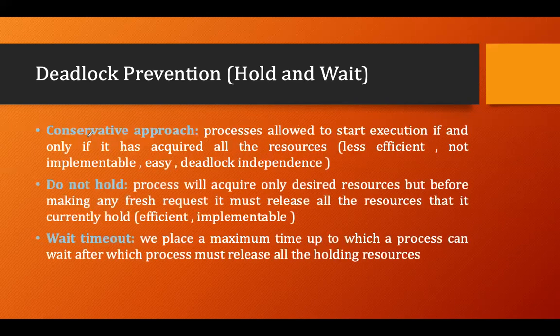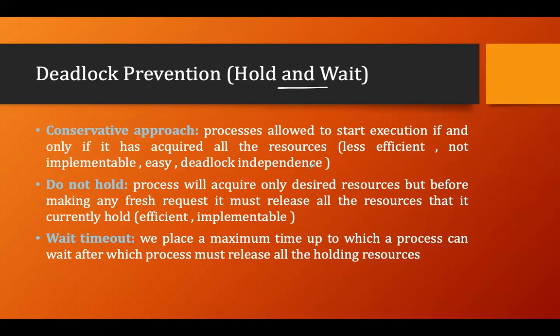So the first set of methods in deadlock prevention is how to violate hold and wait. What is hold and wait? In the hold and wait condition, a process is holding resources and waiting for other resources, which are again held by other processes, and that wait and hold happens in a circular way. So how do we violate this? The first approach is a conservative approach. In this approach, a process is allowed to start execution if and only if it has acquired all the resources. Less efficient, not implementable, easy, deadlock independence.